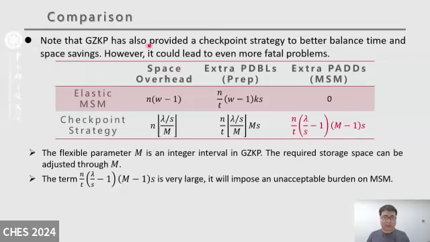Note that GZKP has also provided a checkpoint strategy to better balance time and space saving. However, it could lead to even more fatal problems. Let's see this table. The flexible parameter M in GZKP can be used to balance the space and time. However, this term is very large. It will impose an unacceptable burden on MSM.